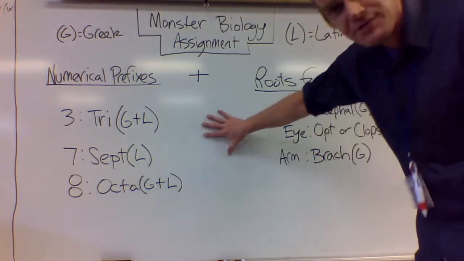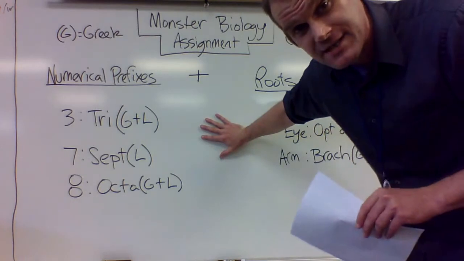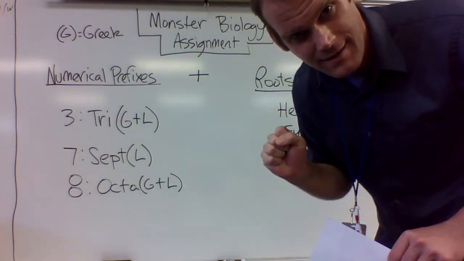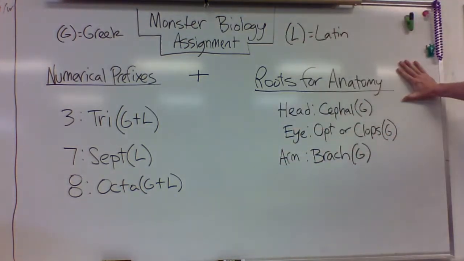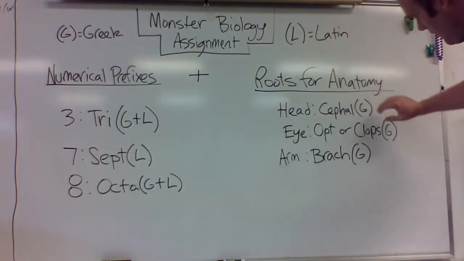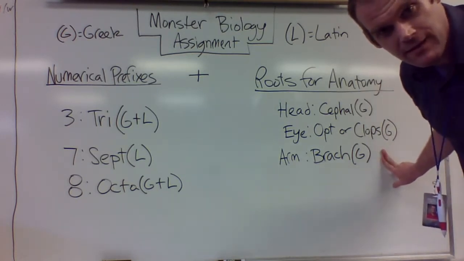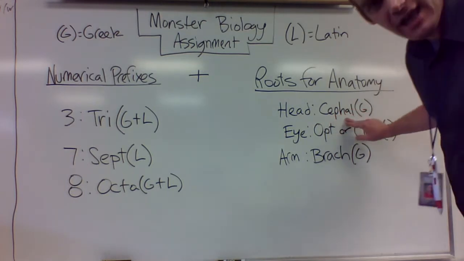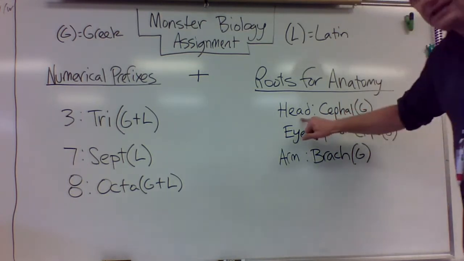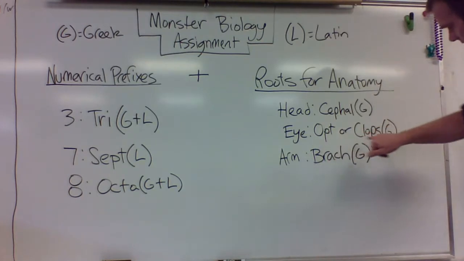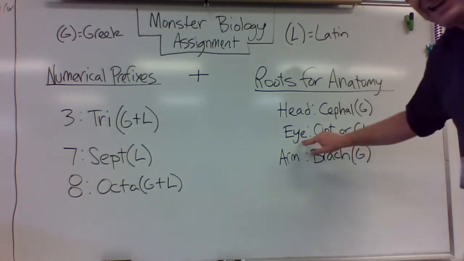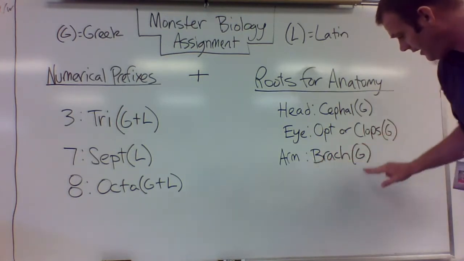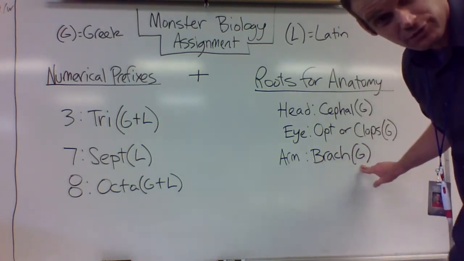Those are the numerical prefixes, and they're meant to tell whoever's reading the word that there's a number quality to this, okay? Now, we're going to move on to roots for anatomy. I also have roots for anatomy right here as well. And we've got, for instance, head, cephal, C-E-P-H-A-L. This is a Greek root meaning head, okay? Or opt, or klops, which is Greek meaning eye. We also have brak, which means arm. That's a root for arm in Greek, okay?